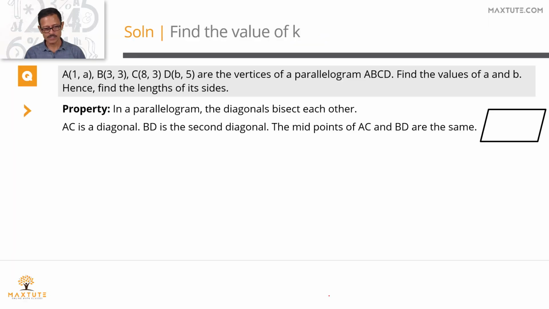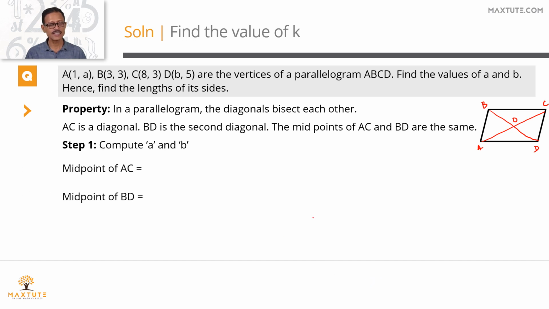Key property of parallelogram that we are going to be using, let's say these are the vertices A, B, C, D. In a parallelogram, the diagonals bisect each other. So AC will bisect BD, BD will bisect AC. They'll meet at a point O, which is the midpoint of both AC and BD. So midpoints of AC and BD are same. All we need to do to find the values of a and b is compute the midpoint of AC, which is going to be the coordinates of point O, compute the midpoint of BD, which is again going to be the coordinates of point O, and equate both.